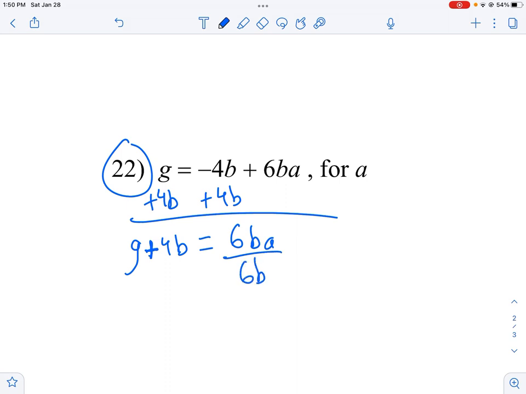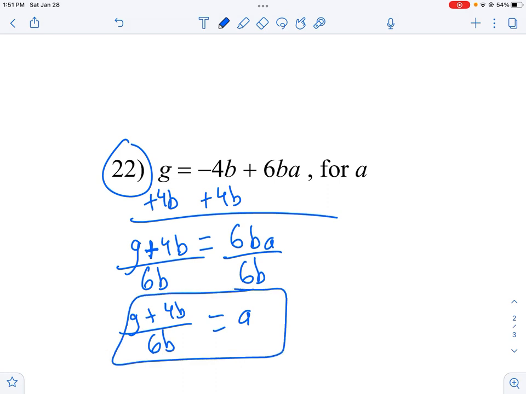Since it's 6 times b times a, we can divide by 6 times b. And that'll get rid of it. And when you divide a side of your equation by that, we're just going to put it over the entire thing. Right side is just a now. Left side here, since we don't know what g is, and we don't know what b is, g plus 4b is still g plus 4b. And when you divide by 6b, nothing changes. It's going to be g plus 4b over 6b, and we are done. There's nothing else to do with that.